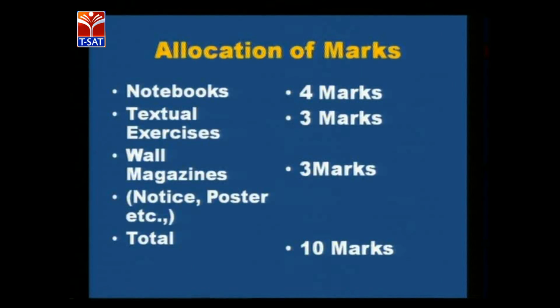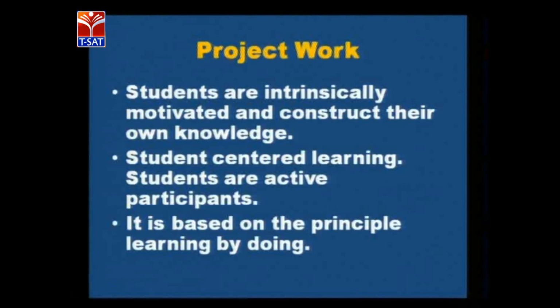This is the procedure of allocation of marks to their written works. Notebooks 4 marks. That means answers to analytical questions, grammar and vocabulary exercises. Textual exercises 3 marks. Wall magazines 3 marks. Wall magazines means notices and posters. Total 10 marks. You assess written exercises for 10 marks. This is one of the tools of formative assessment.